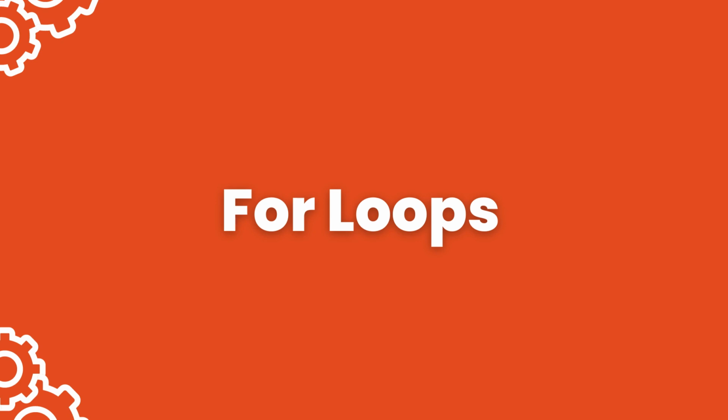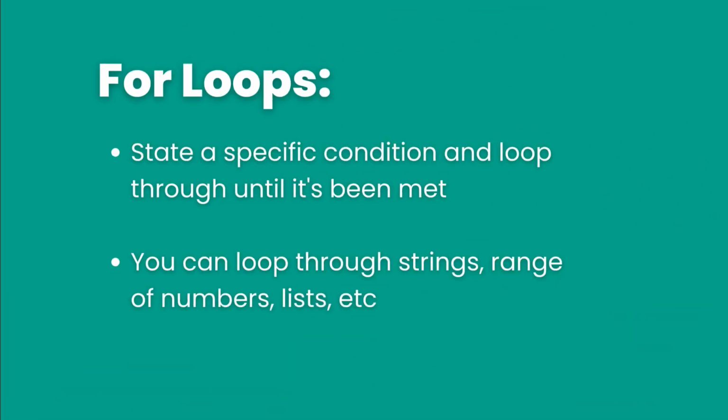Now we're going to learn about the last topic of this course, loops. In this course, we're going to learn about the for loop. Loops are exactly what they sound like. You state a specific condition for which you want Python to keep looping through until it has been met. You can loop through a string, a range of numbers, and even a list using a for loop.